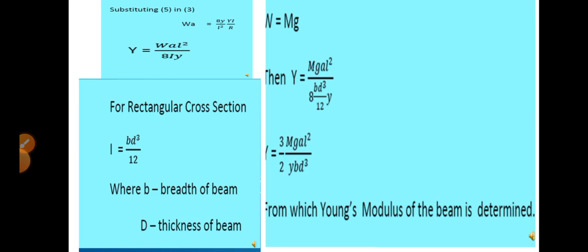So while substituting, we can get the value Y is equal to WAL square by 8IY. So here we can rewrite W as M into G. So we are getting the value Y is equal to MGAL square by 8 into BD cube by 12 into Y. Since the rod is in the form of a rectangle, we are replacing I by BD cube by 12, where B is the breadth of the beam and D is the thickness of the beam, from which the Young's modulus of the beam is determined.